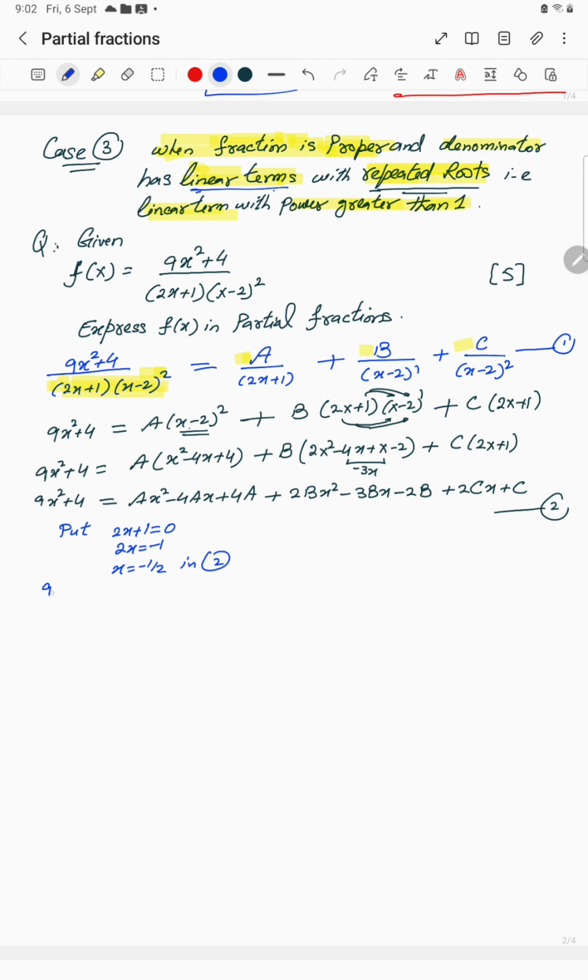That is, left hand side 9 times minus 1 by 2 square plus 4 equal to, on the right, a times minus 1 by 2 square minus 4a into minus 1 by 2 plus 4a, and b and c will be 0.